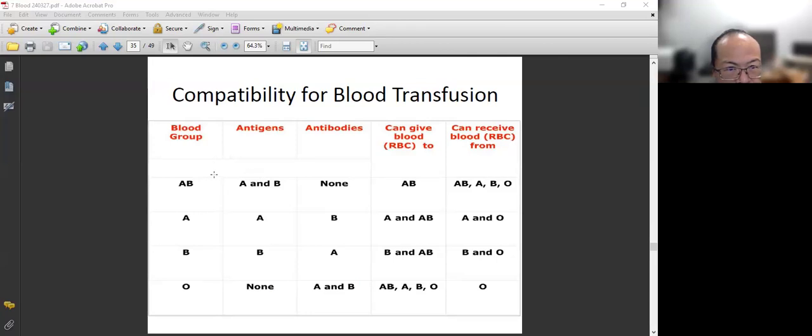So here is compatibility. Type AB has antigens A and B, and doesn't have antibodies. It can receive AB. Type AB is the universal receiver. It can receive all types. Type A can receive type A and O. Type B can receive B and O. And O is a universal donor because, look at that, so smooth. Nothing will act against it. So it can donate its blood to type A, B, AB, and type O persons.